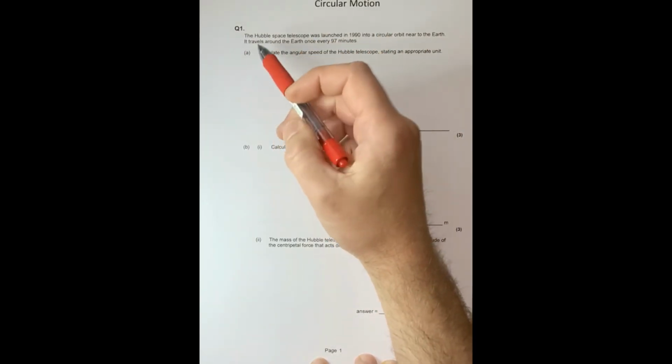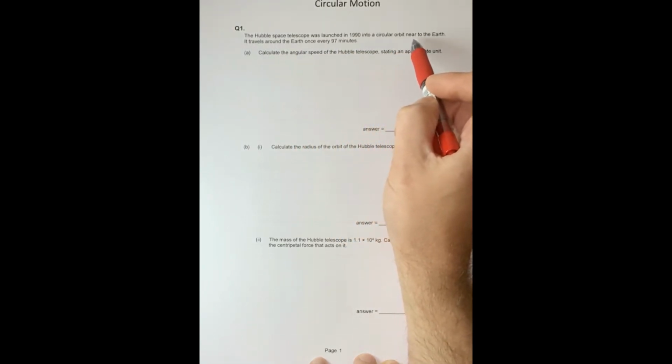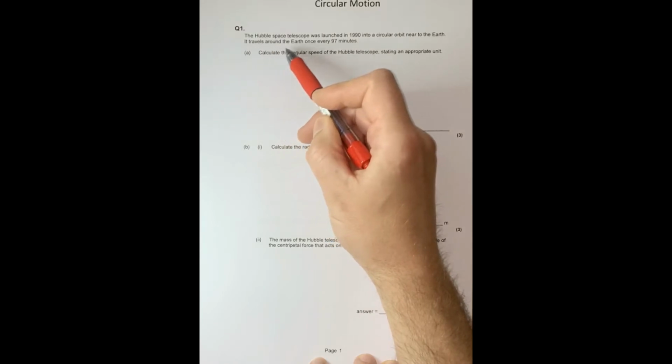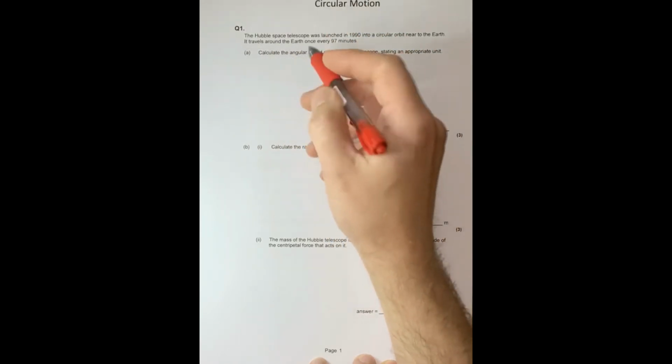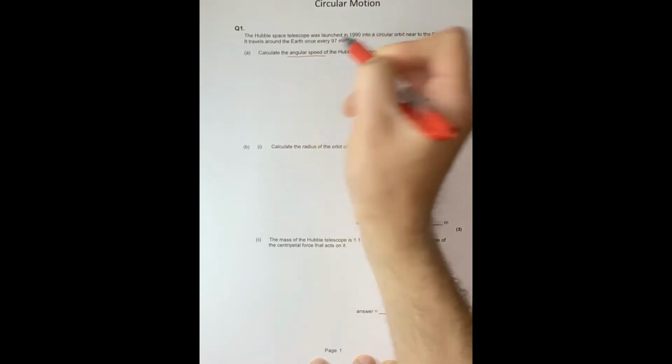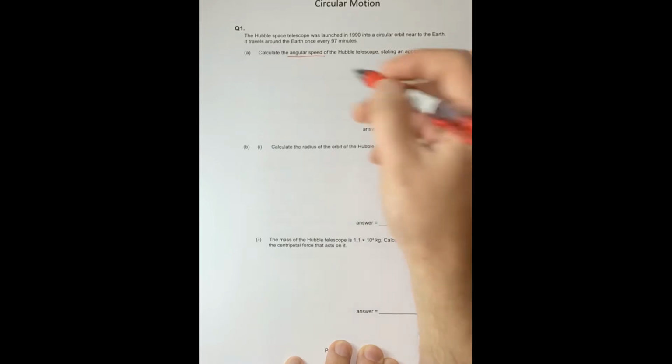Okay, question 1. The Hubble Space Telescope was launched in 1990 into a circular orbit near to the Earth. It travels around the Earth once every 97 minutes. Calculate the angular speed. So we're calculating the angular speed of the Hubble Space Telescope and stating an appropriate unit.